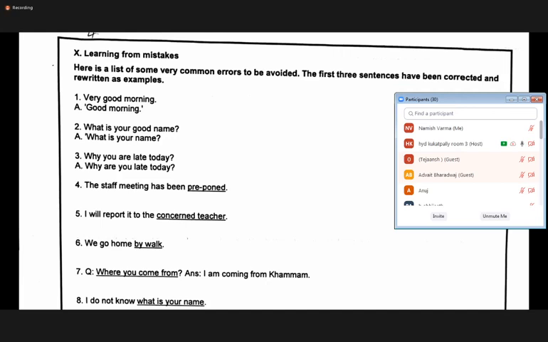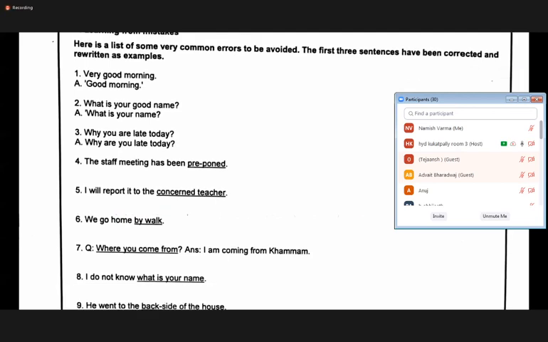Next, the second one. What is your good name? Don't ask anybody like that. What is your name? Everybody considers his or her name good anyway. So it is what is your name, not good name. Next, why you are late today? Of course the word order is wrong. Why are you late today?